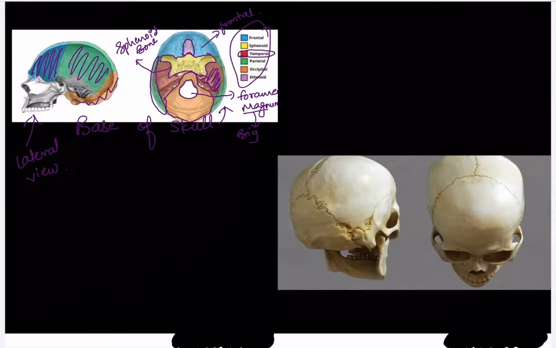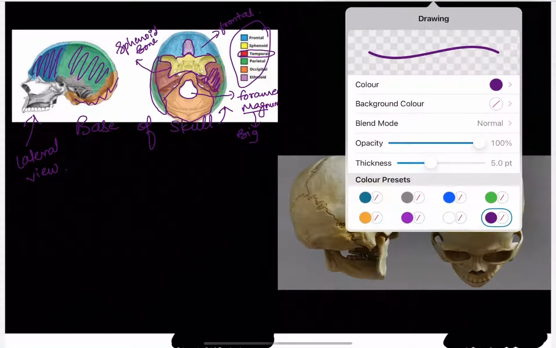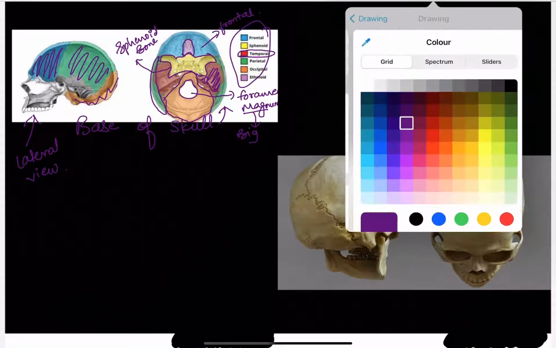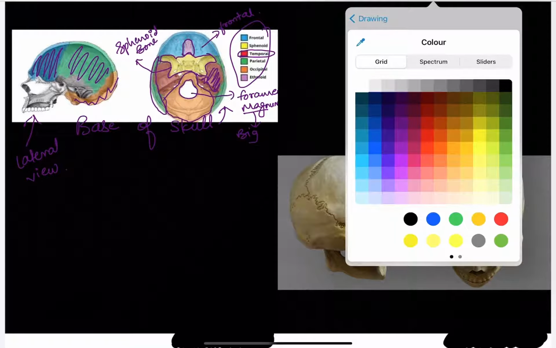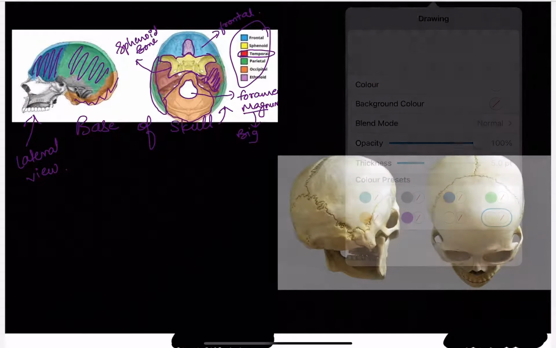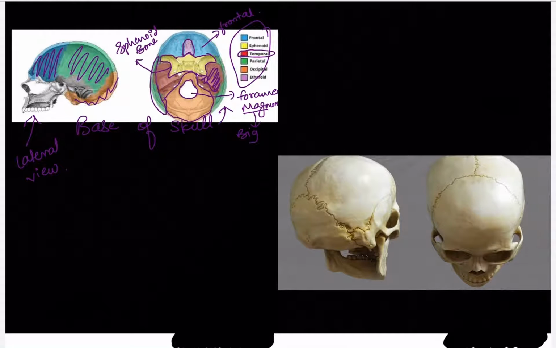Now let's learn some of these sutures. A very important part and a very easy part. Okay, first starting with this. The suture which is differentiating the frontal bone and the parietal bones is called the coronal suture. What do we call this? This suture right here is the coronal suture.